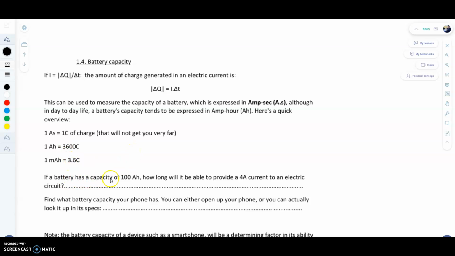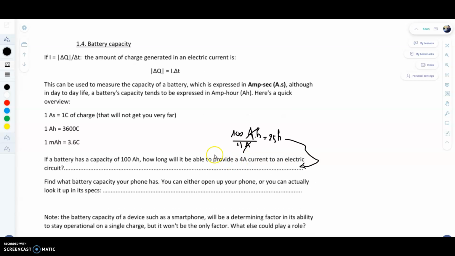Now, imagine you have a battery that has a capacity of 100 amp hours. How long will it be able to provide you a 4 amp current to an electric circuit? Well, in this case, you take your 100 amp hours, you divide it by your amperage, in this case 4 amps, those two are dropped, and you will be left with roughly 25 hours, which you can fill in on the dotted line here. You'll be left with about 25 hours worth of electricity out of that battery.